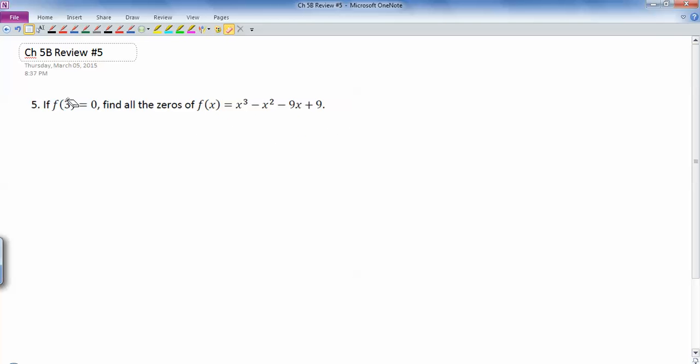So the idea is, if f of 3 equals 0, you might remember when you do synthetic division, or there's something called synthetic substitution. And that means that in order to figure out what f of 3 is, you put the 3 right there, and then the coefficients of f go here: 1, -1, -9, 9. And then as you work it out, this final number you get over here is the actual value of f of 3, which in this case is 0. So that ought to be 0 when we work this out.